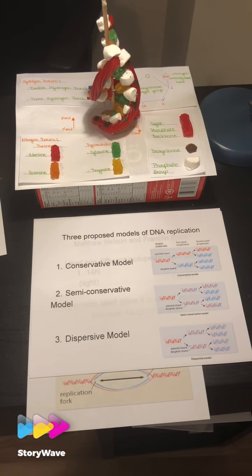And the third one was the dispersive model. The dispersive model proposed that the parental DNA molecules were broken into fragments, and that both strands of DNA in each of the daughter molecules were made up of an assortment of parental and new strands.